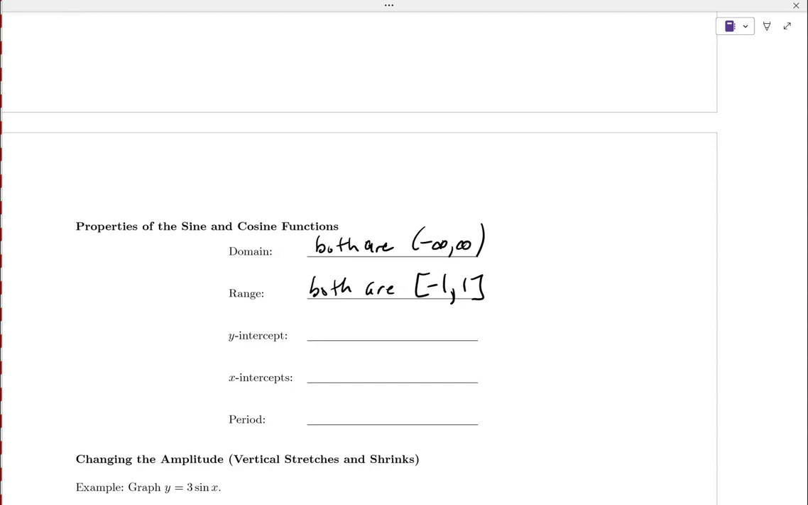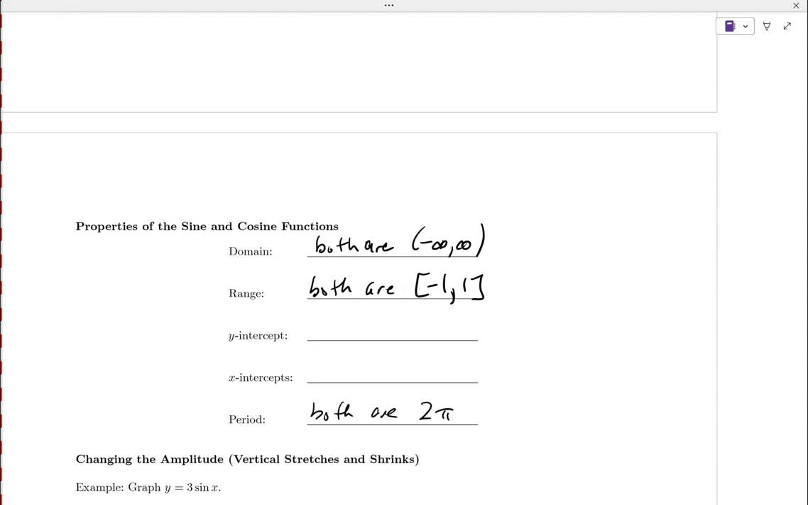Let's do the last blank because the next few blanks will have to have one or the other kind of thing. The period. How long does it take for the graph to repeat? What interval do you need for the graph to repeat? 2 pi, right? Once we go any 2 pi interval length, it'll start repeating again, right? So both have a period of 2 pi. So again, these are similarities for the sine and cosine functions. They both have a domain of negative infinity to infinity. Both have a range of negative 1 to 1. Both have a period of 2 pi. Right?